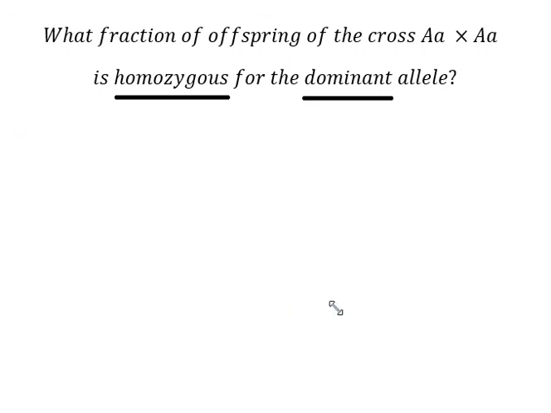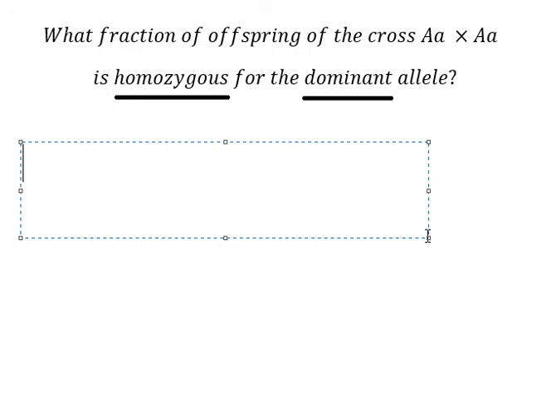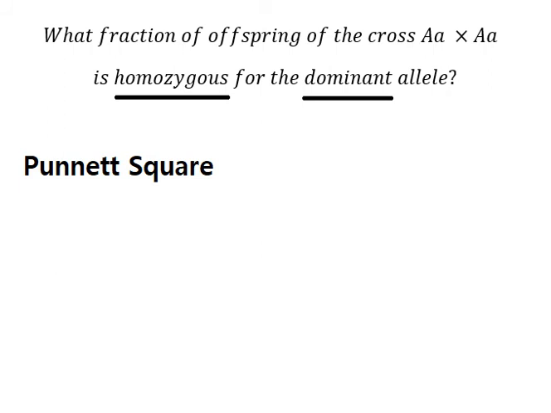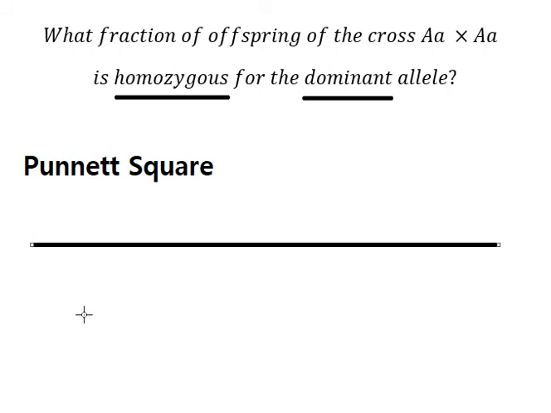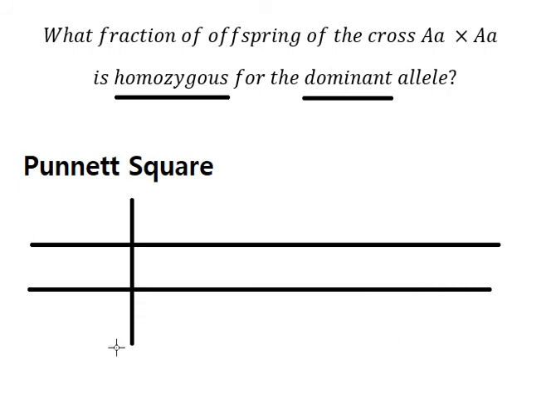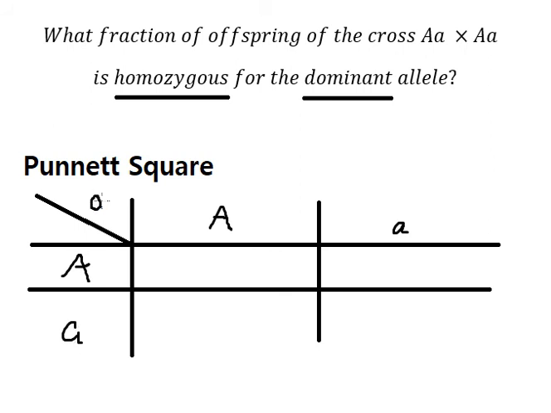So in this situation, we can use a Punnett square. So we need to put it like this. So we put capital A, small a, capital A, and small a in here. This one for the male, this one for the female.